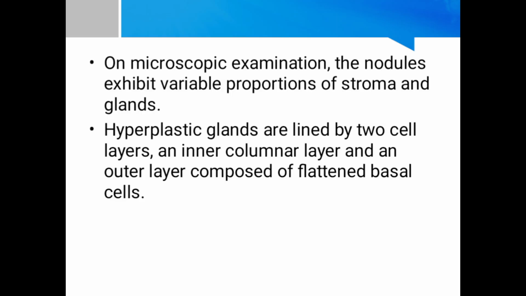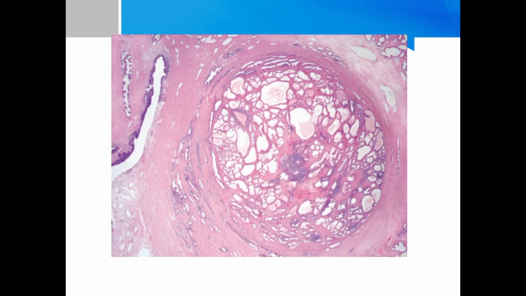On microscopic examination, the nodules exhibit variable proportions of stroma and glands. Hyperplastic glands are lined by two cell layers, an inner columnar layer and an outer layer composed of flattened basal cells, as we said. Look, very well surrounded and well circumscribed, well rounded benign prostatic hyperplasia, the proliferation of the glands and the stroma.